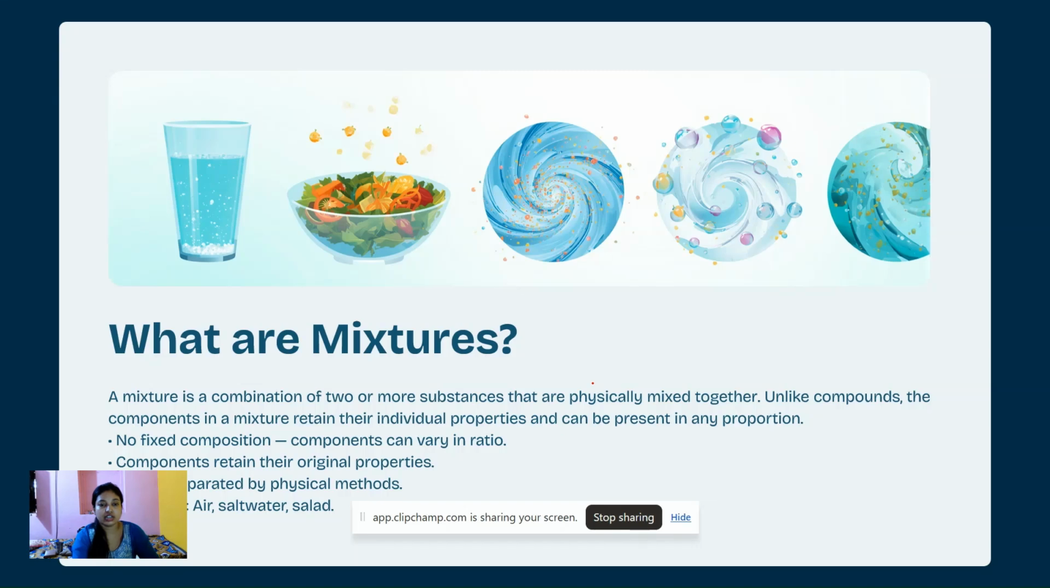Water, H2O, that is hydrogen plus oxygen. Carbon dioxide, CO2, that is carbon plus oxygen. Salt, NaCl, that is sodium plus chlorine. These are examples of compounds.